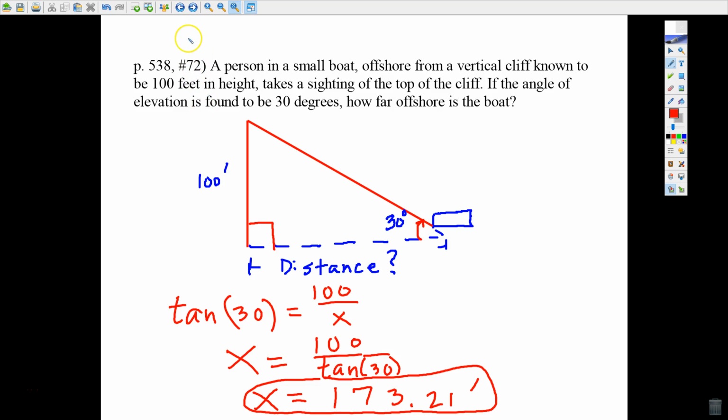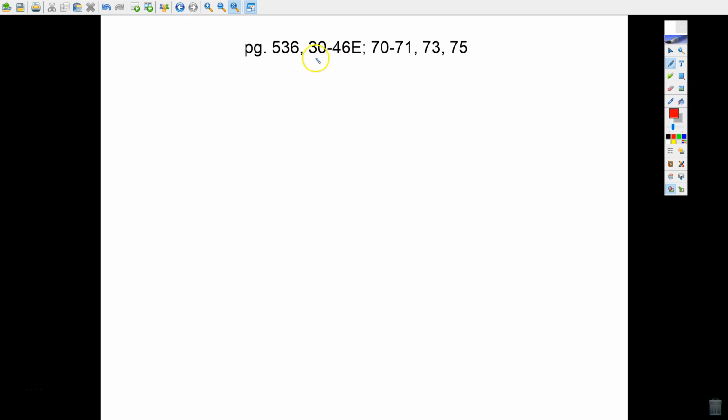All right, so that's really going to be what you're going to be practicing today, using your calculator for 30 through 46, but make sure you change the mode correctly, and then these are word problems involving right triangles. And we'll check these out tomorrow.